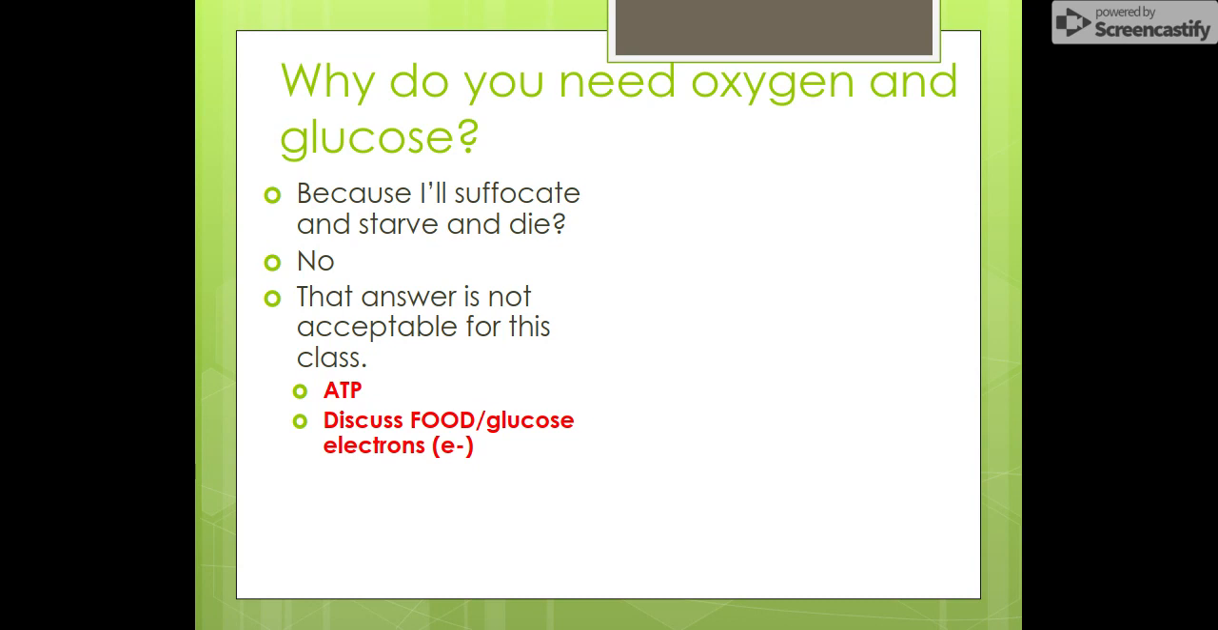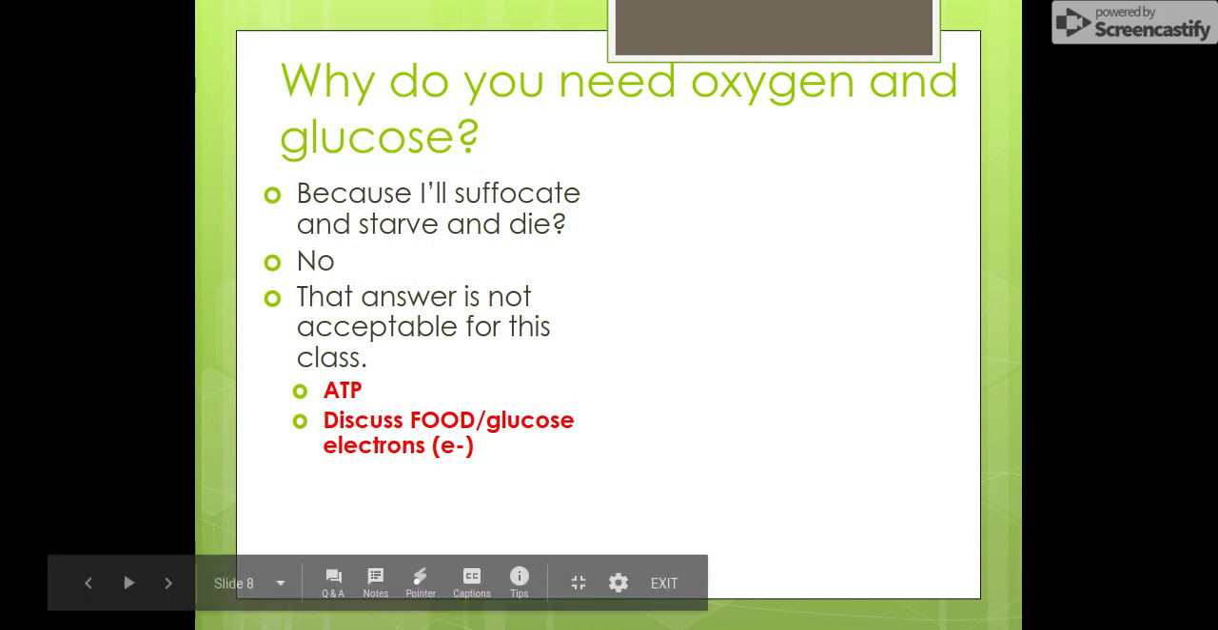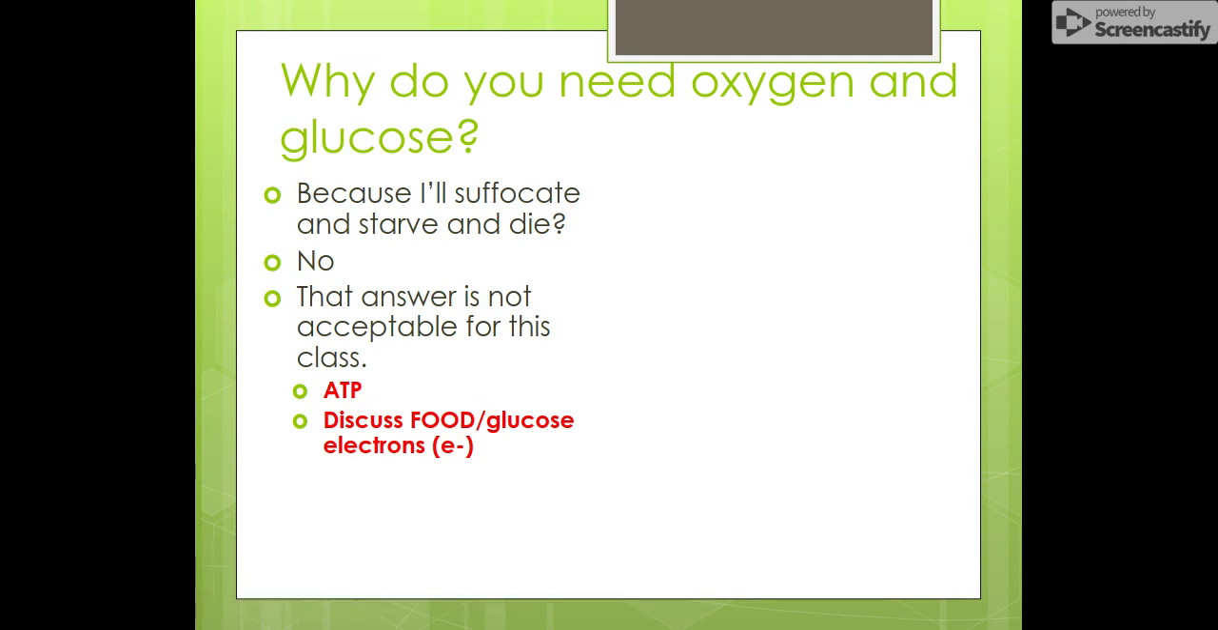So looking at oxygen, why do we need that? It is because, as we see in cellular respiration, we're going to have a lot of leftover electrons. And that oxygen is used to pick up those electrons so that those electrons aren't doing damage to our mitochondria and our cell as a whole.